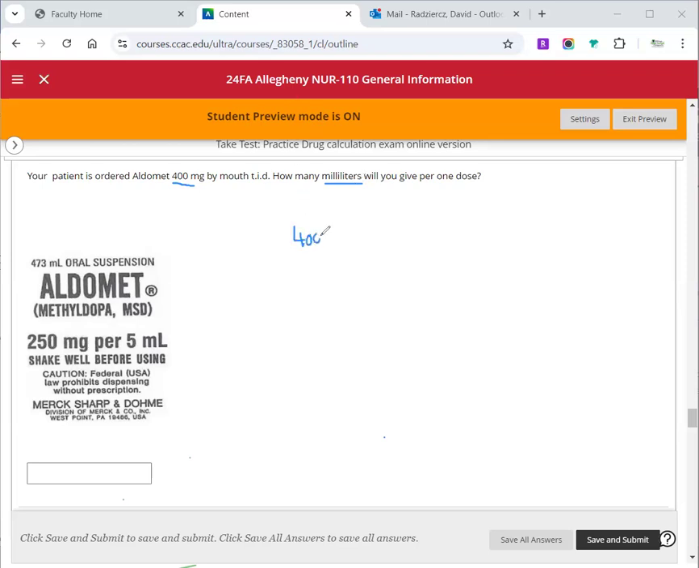400 milligrams is the order. My available is 250 milligrams per 5 ml. So 400 times 5 is 2,000 divided by 250. And we're going to get 8 milliliters.